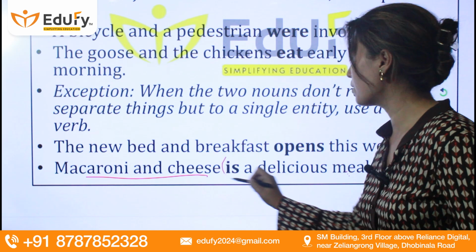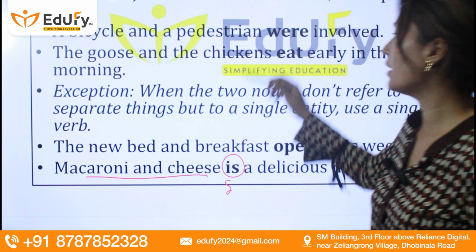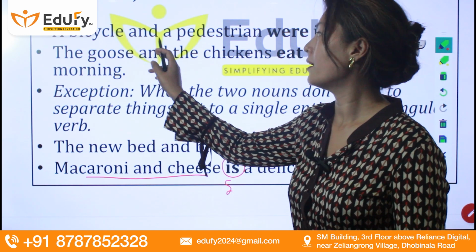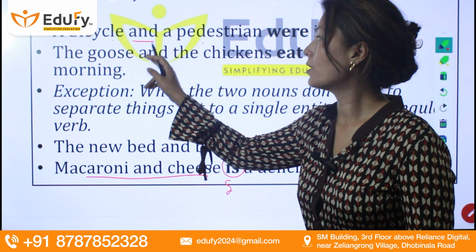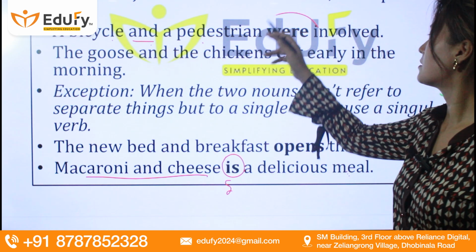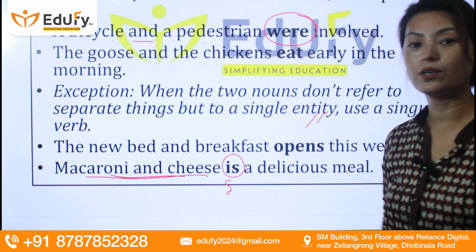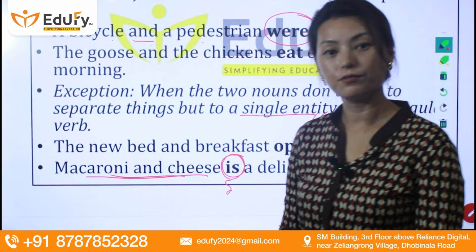So therefore the verb will also become singular. That is the first rule when we have compound subjects joined by the word and. When it is joined by the word and, you just consider them as plural, but if it is pointing towards a singular thing, then you will write a singular verb.